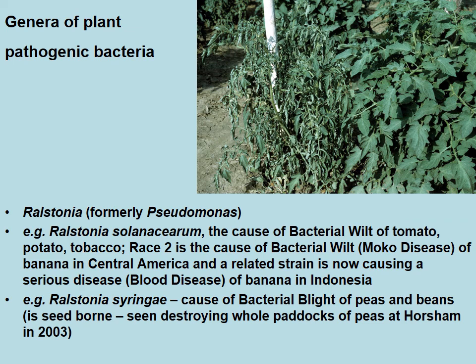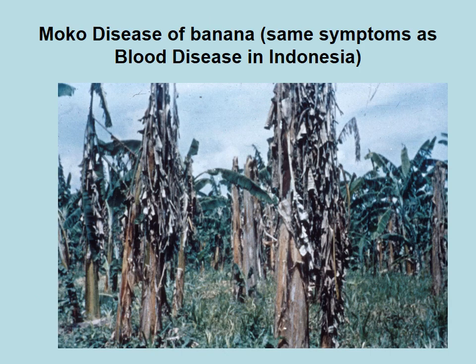Our next example is Ralstonia syringae, which causes bacterial blight of peas and beans. This is a seed-borne bacterial disease, and it was seen destroying whole paddocks of peas at Horsham in 2003. And here we can see moco disease of banana, which actually displays the same symptoms as blood disease in Indonesia.